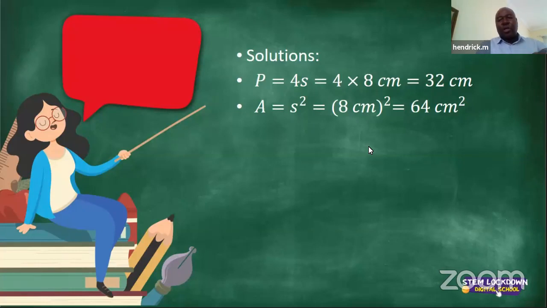And as Jonathan has just said, the formula for the area of a square, A is equal to S squared. Since our side is 8 centimeters, this means you'll have 8 squared, which is 8 times 8, it gives you 64. Then that will be our answer there.